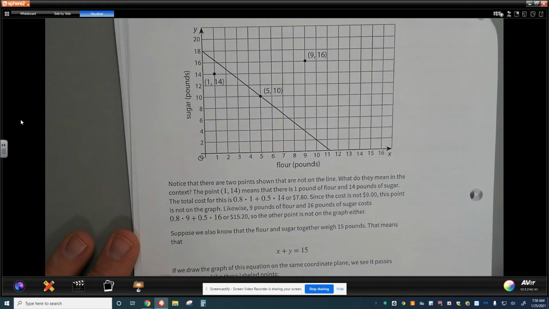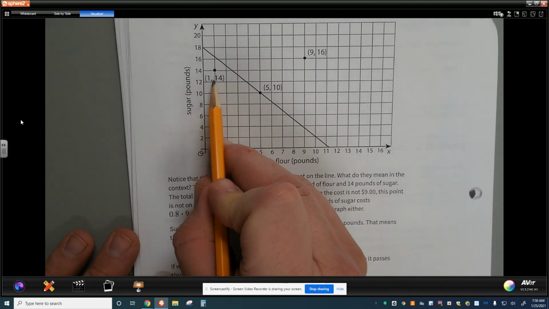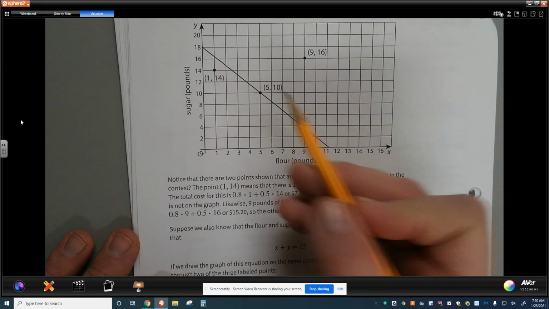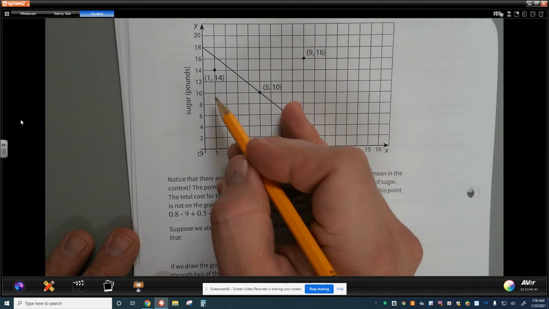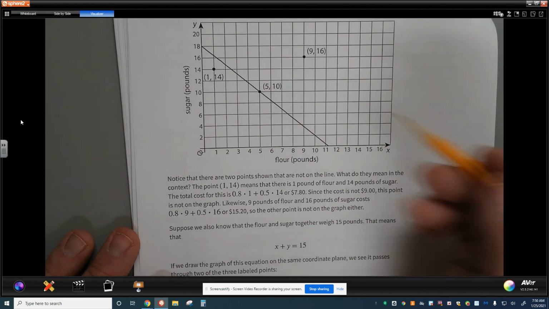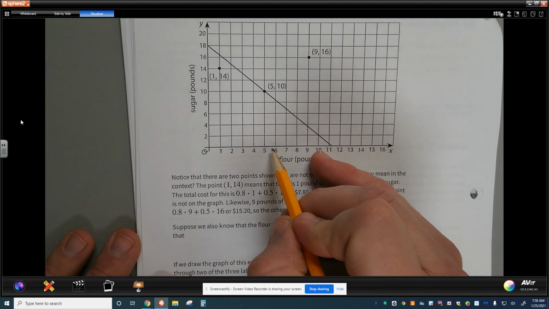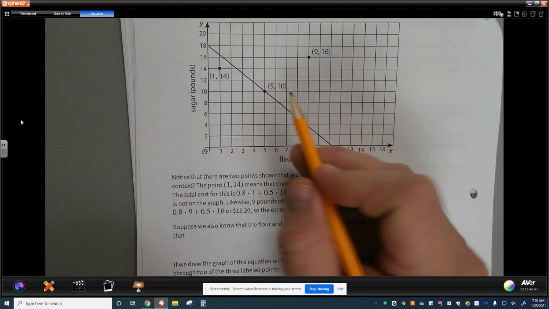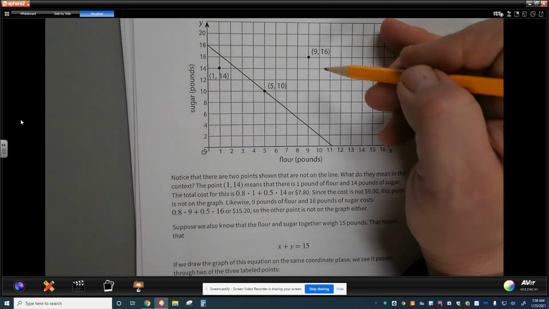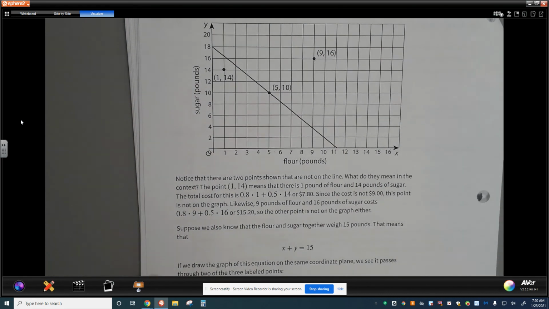Here's an example of that graph. And then we can kind of catch on to the whole fact that there's only certain solutions that will make this line true. Like we look at points 1 and 14, that is 1 pound of flour plus 14 pounds of sugar is 15 pounds, but it's not the right amount of money. We talked about 5 pounds of flour and 10 pounds of sugar, and that does add up to the right amount of money of $9. But when we come over here, 9 pounds of flour, 16 pounds of sugar, that's not going to add up to the $9. It'll actually add up to $15.20.